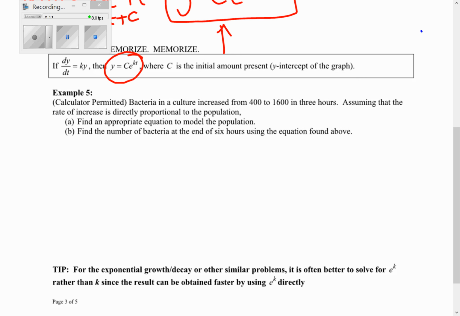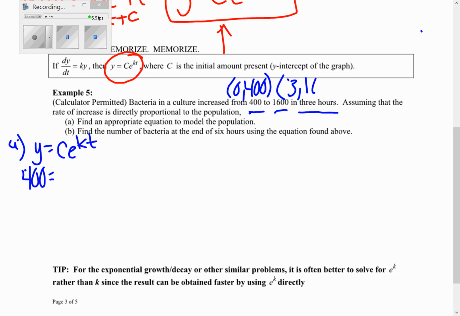All right, here we go. So find an appropriate equation to model this. So we have bacteria in a culture. It increased from 400 to 1600 in just 3 hours. All right, so we know that is an exponential growth, so I can start with this equation. It's like this point, 0, 400, and this one would be 3, 1600. We're just plugging those points into this function. So c times e to the 0. So 400 equals c.